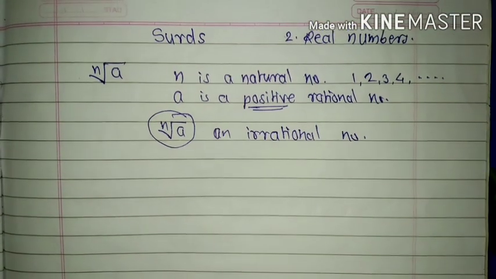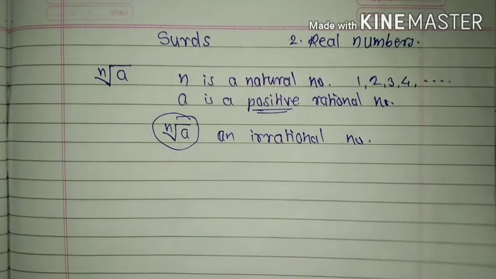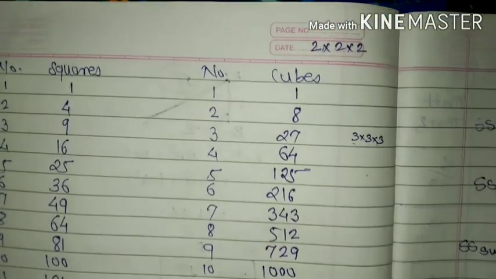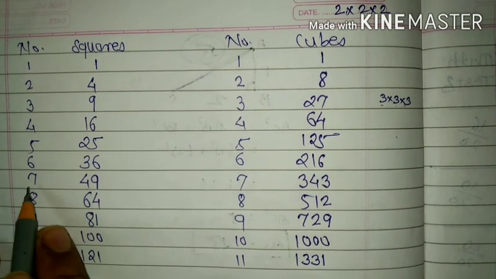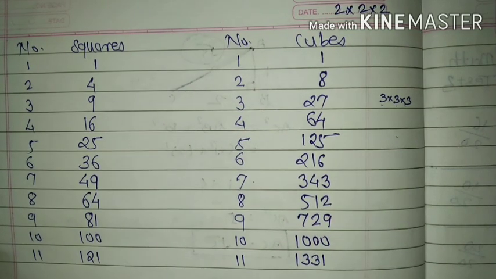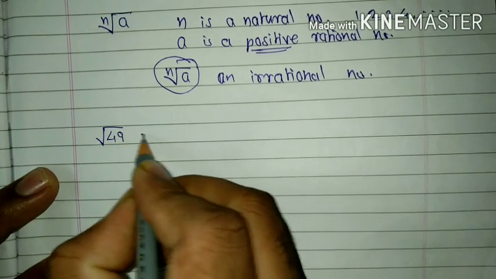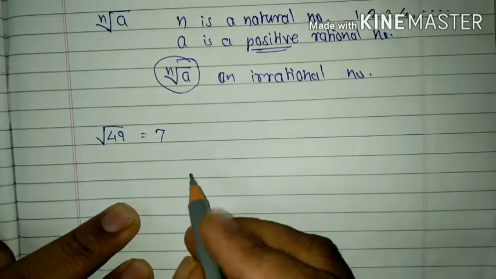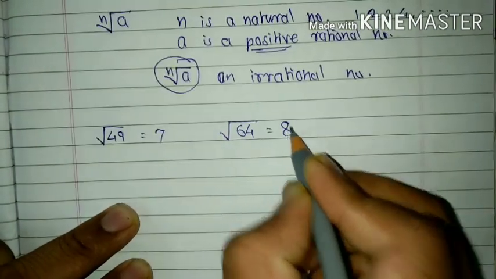Now let us see some examples of the surd. We know the squares and cubes of some numbers. Suppose I am writing here, some numbers and their squares and cubes. The square of 7 is 49, the cube of 7 is 343 and so on. If you want to write this down, you can pause and write. Now see here, we know that the square root of 49 is 7, actually it is plus minus 7, and the square root of 64 is 8.